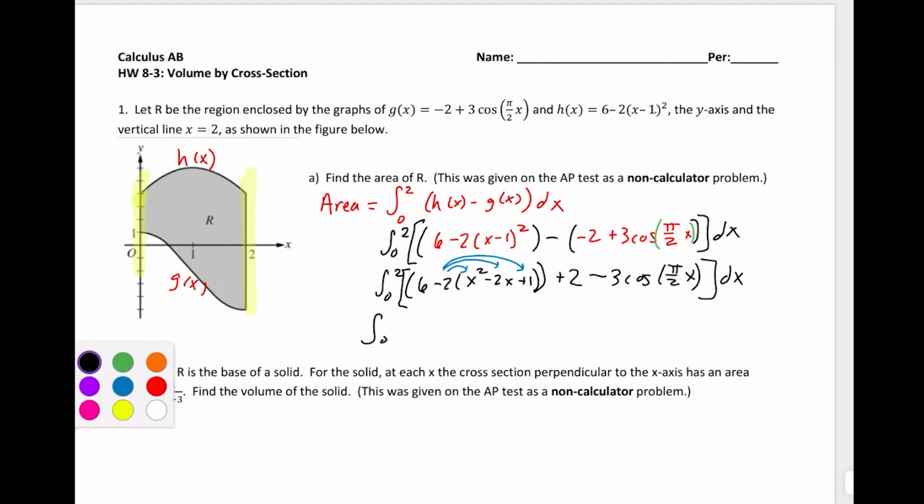So we've got the integral from 0 to 2. Let's see here. Probably should have given you a little bit more room to work this out. So we've got 6. Well, let's start with the x squared term. So we've got negative 2x squared. And then negative 2 times negative 2x is going to be positive 4x. And now let's pull our constants together. Negative 2 times 1 is negative 2. Negative 2 plus 6 is 4. And we have this extra plus 2, which makes 6. And so I think that takes care of everything except for the minus 3 cosine of pi over 2x.